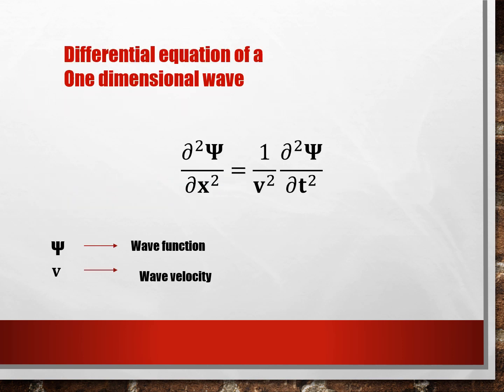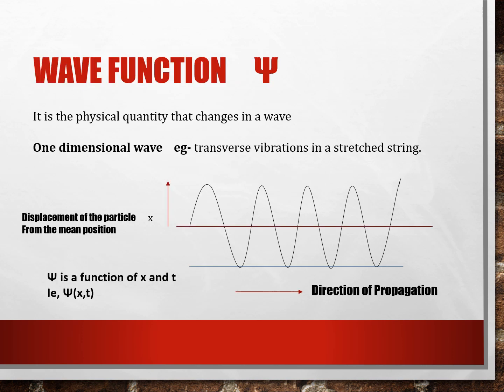The differential equation of a one-dimensional wave is given as ∂²ψ/∂x² = (1/v²) ∂²ψ/∂t². Here, the Greek alphabet psi represents the wave function, whereas small v represents the wave velocity. Wave function psi is the physical quantity that changes in a wave.